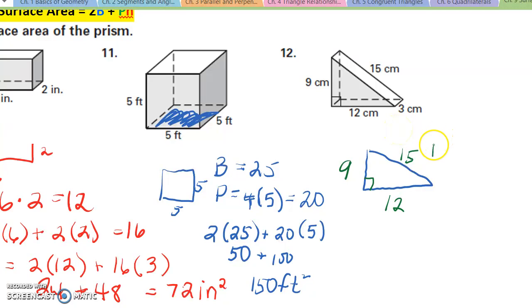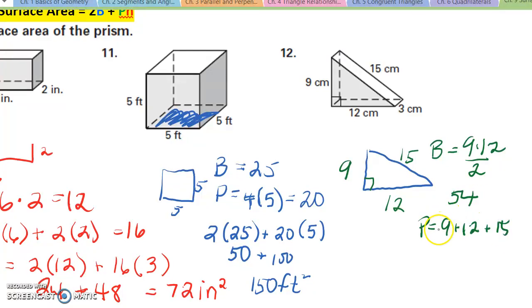So we can very easily find the perimeter and the area. Remember, for your triangle, the area of the base is base times height divided by 2. Okay, so that's 54. And then the perimeter, we're just going to add the sides, 9 plus 12 plus 15. So let's see what that is. 12 and 15 is 27, plus 9 is 36. Okay, so now we're ready to plug it into our surface area formula.